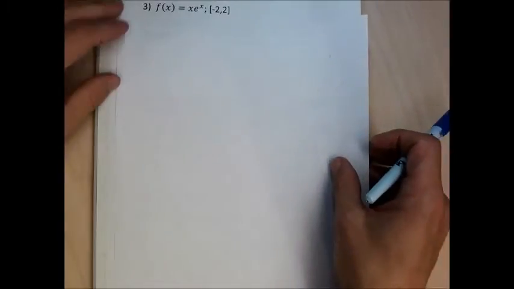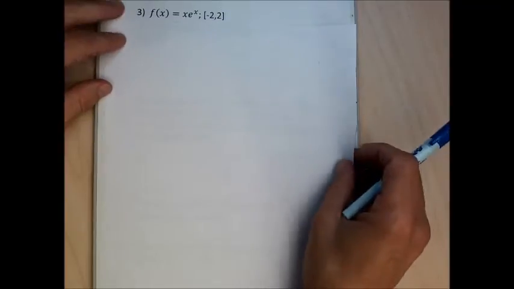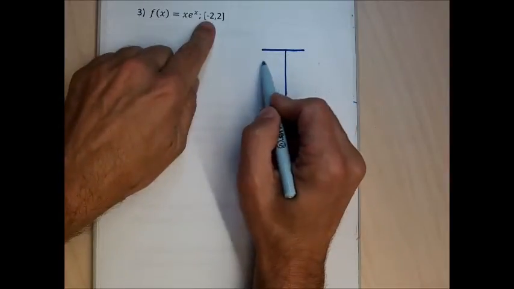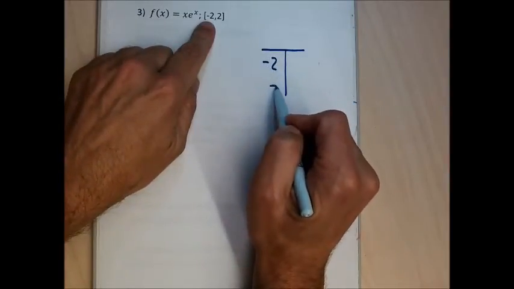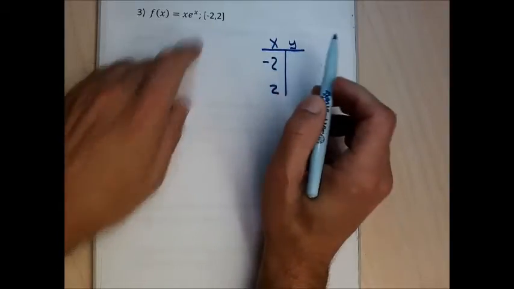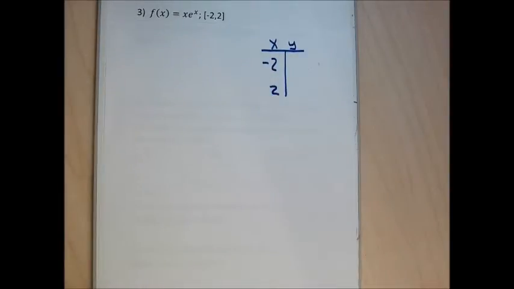I'm going to do the same thing for problem 3. Same question, find the absolute maximum and absolute minimum. So I'm going to make a table, and in the x column I'm going to put negative 2 and positive 2, which are the x values that were given. And I'm going to find the y values in a second.